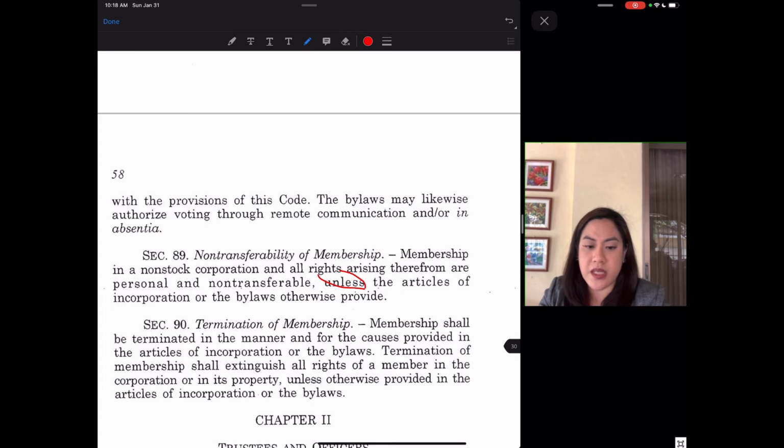Although if it says there that membership will be automatically terminated, it's not exactly disallowed as long as it's in the articles and the bylaws, because members are expected to know and are presumed to have notice of the contents of the articles.